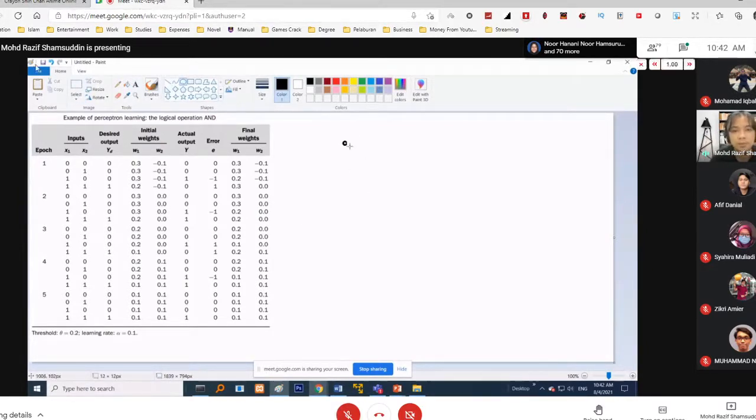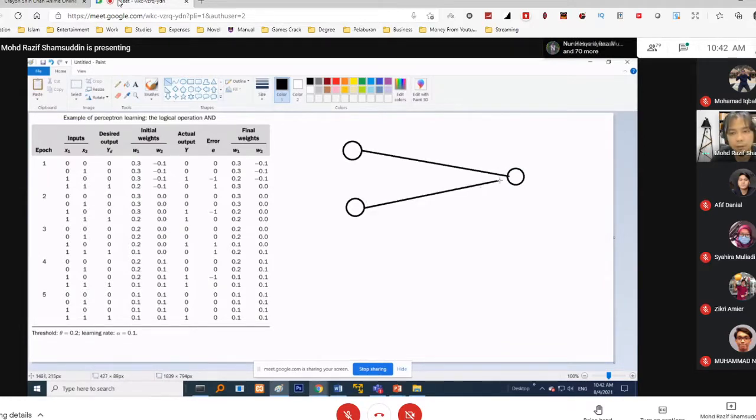So this is our perceptron, connected by weights. Right? So the perceptron has X1. Wait, let me get my pen. Where is my pen?